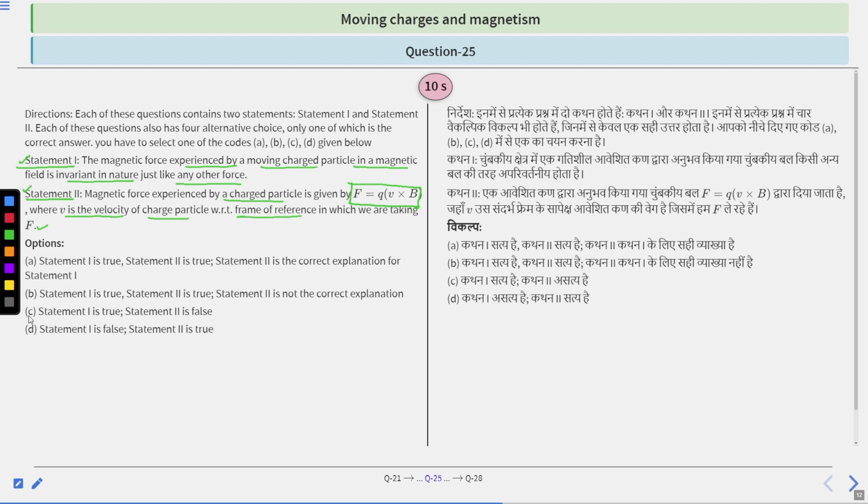Option A, option B, option C and option D, where option A is statement first is true, statement second is true, statement second is the correct explanation for statement first. Option B, statement first is true, statement second is true, statement second is not the correct explanation. Option C, statement first is true, statement second is false. And option D, statement first is false and statement second is true. So which option is correct? You have 10 seconds to solve this question. After 10 seconds, we will provide the solution of this question.